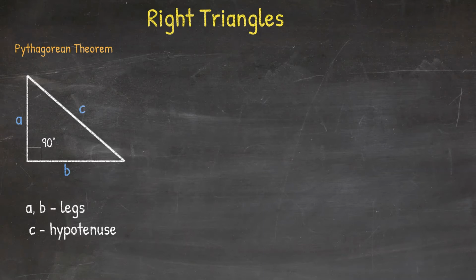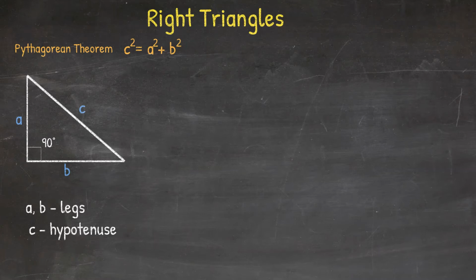Back to the Pythagorean theorem pattern. The square of a hypotenuse in a right triangle equals the sum of squares of its legs, or the other two sides. Looking at our triangle, the hypotenuse C squared equals the sum of A squared and B squared.